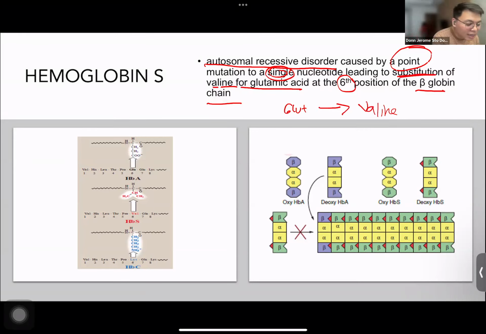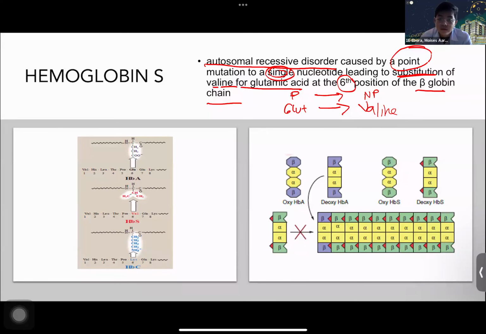Napalitan yung amino acid. This is a form of a polar to non-polar amino acid substitution. Okay? So ano yon? Ano bang polarity ng glutamic acid?